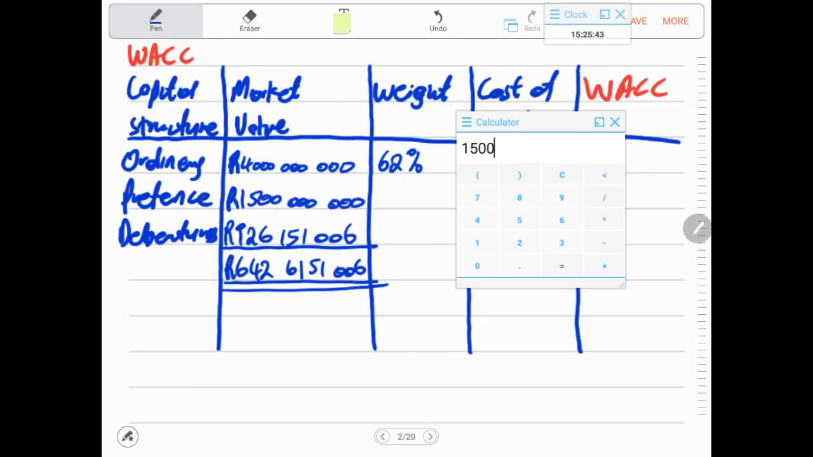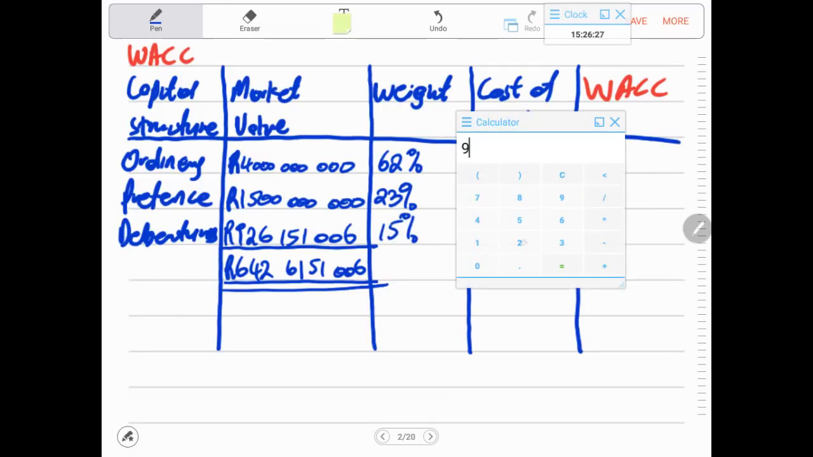Then we have 1,500 million. Divide this by 642 6151 006, and this is 23%. Times this by 100 just to make sure that it is 23%. When you arrive here, you can just say 23 plus 62 equals 85, minus 100. Then the last one will be 15%.